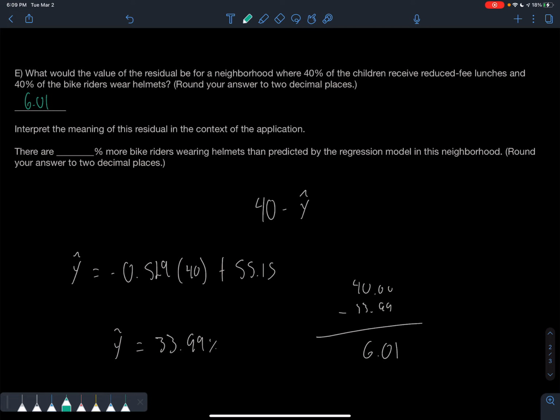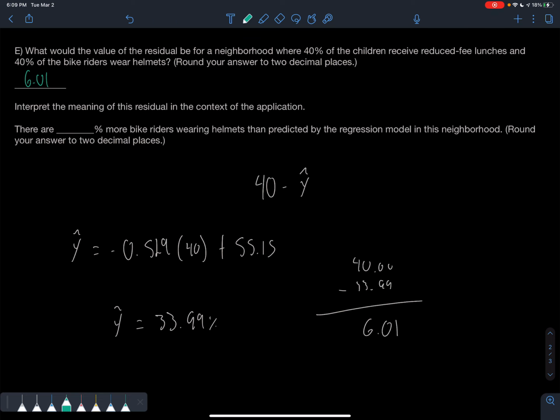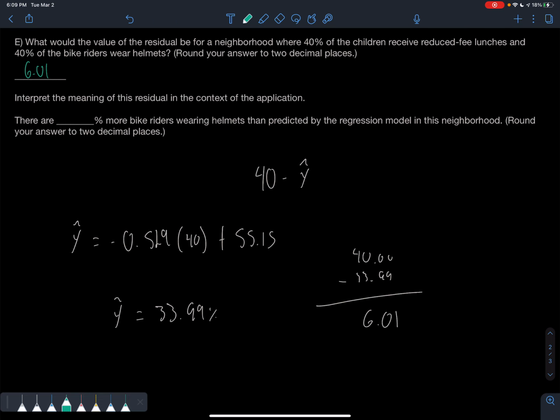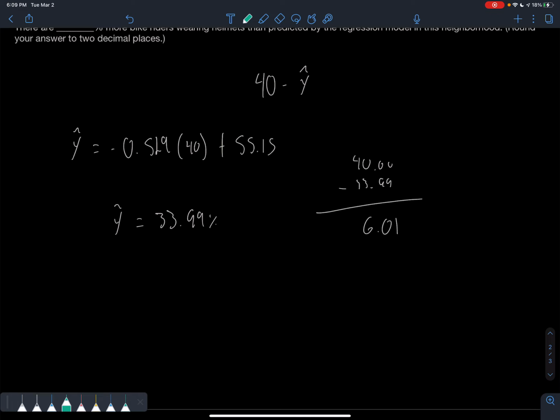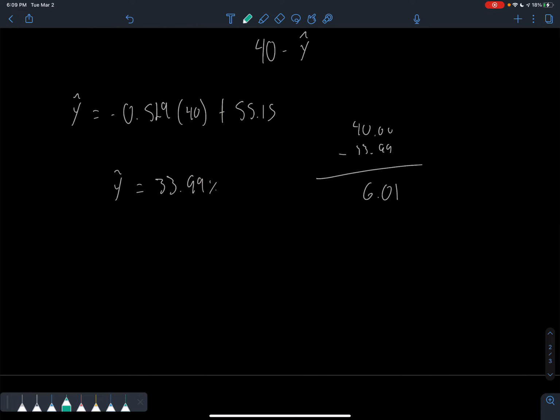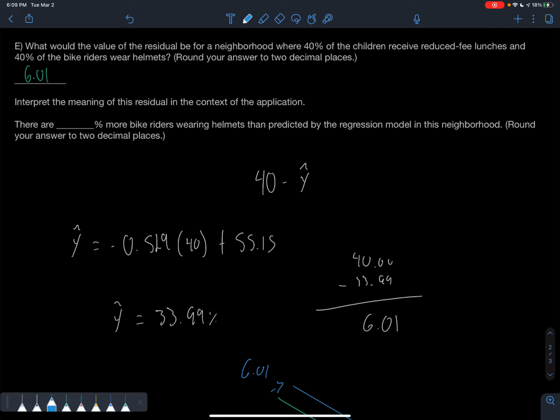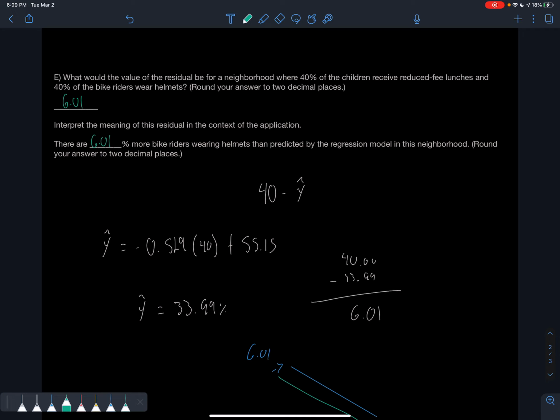Interpret the meaning. There are blank percent more riders wearing helmets than predicted by the regression model in this neighborhood. It's literally the same thing. This is the percentage above: this is the actual and this is our expected, and this distance here is 6.01. So essentially it is just 6.01% more bike riders wearing helmets than predicted by the regression model in this neighborhood.